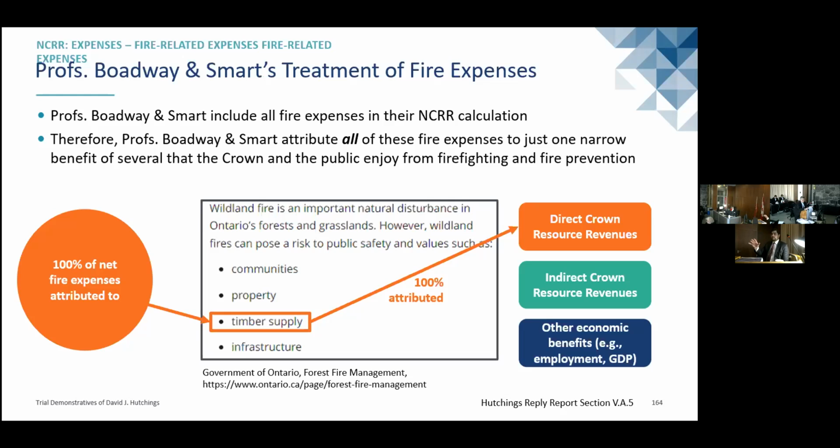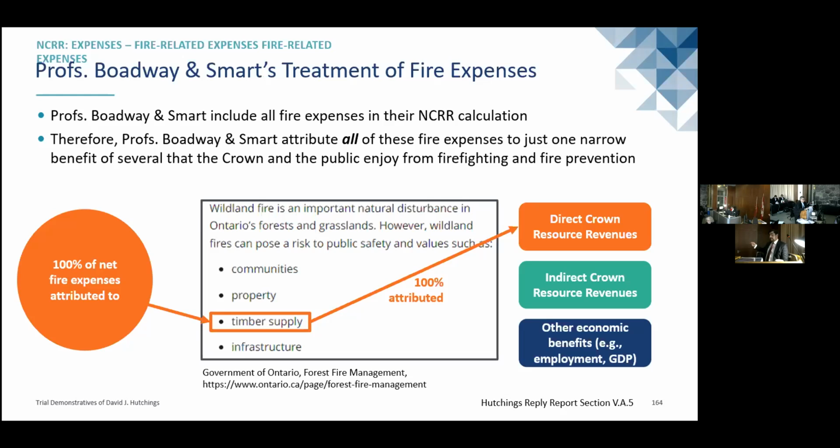So by including net fire expenses as an expense for purposes of calculating net Crown resource revenues, that expense will be subtracted from only the direct Crown resource revenues we measure. So the first attribution, taking the circle and drawing it just to timber supply, that's not something that Professors Bodway and Smart do in their analysis in words. What they do is they say 100% of net fire expenses are deducted against direct Crown resource revenues. They kind of jump from the left all the way to the right, slide 164.